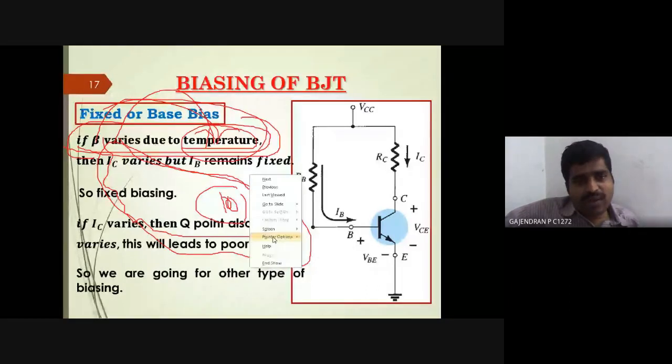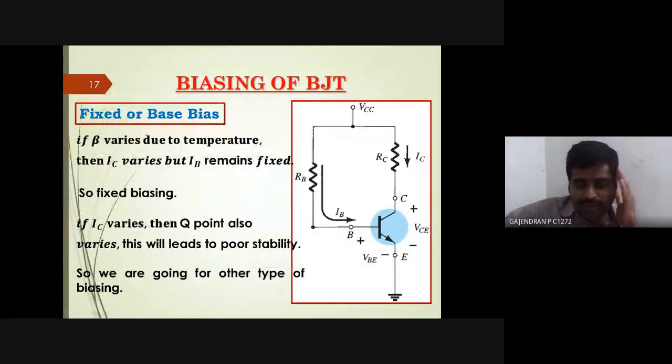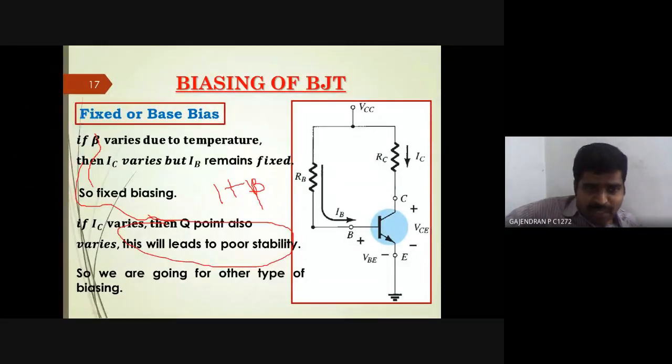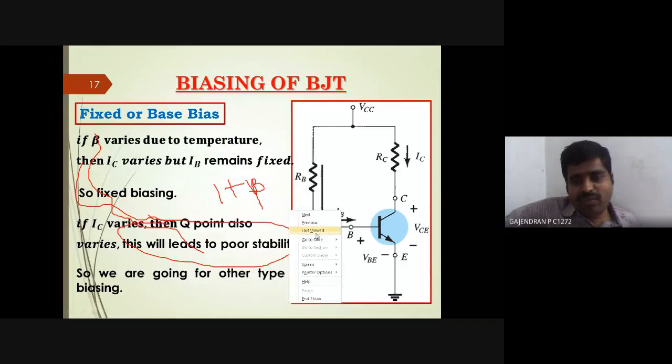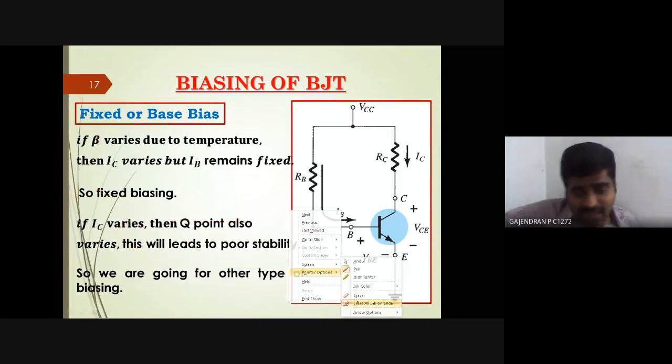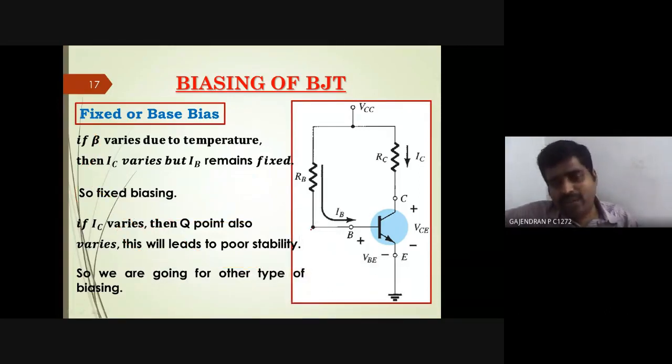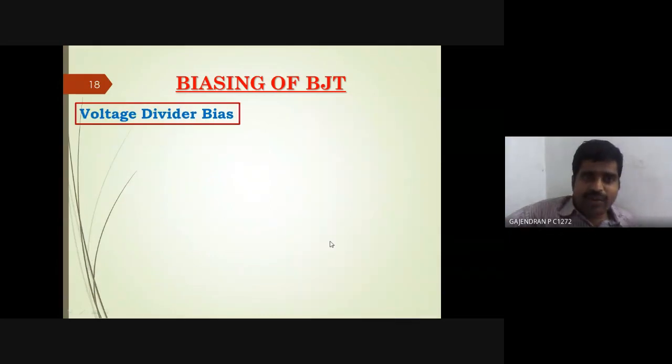Yes. So in fixed bias, one more thing: you know from the previous derivation itself that the stability factor is 1 plus beta. Also, the stability is disturbed by temperature variation, which is explained using these parameters. Therefore we are going to use this biasing only in a limited way, but mainly we are going to use this voltage divider bias.